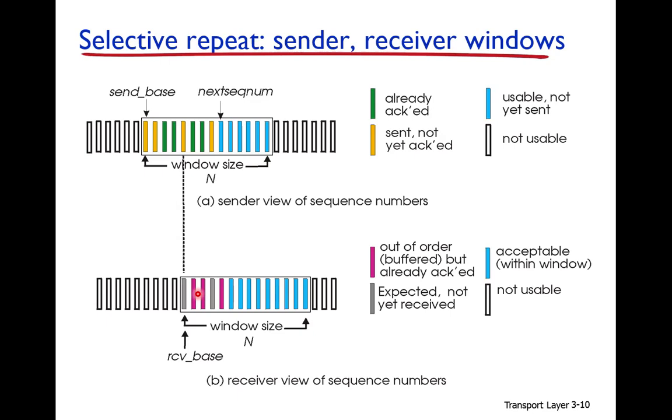Why? Because they are out of order, since this one is missing and this one is missing. When this packet is received, these three become in order, so these three will be given to the application, and the receive base will be advanced to this one. Now it will be expecting this packet to be received.